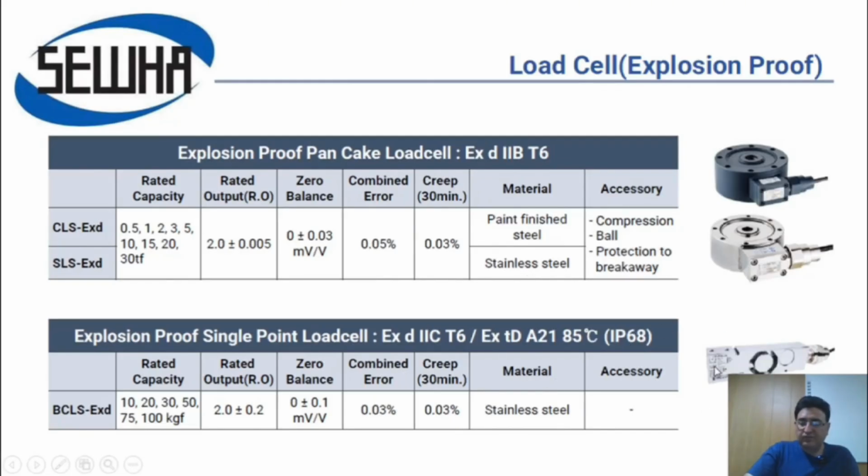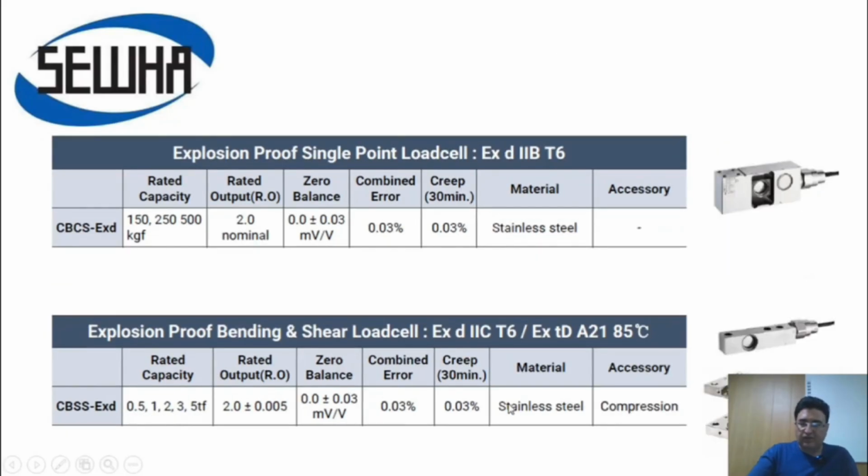The next explosion-proof load cell we can use is among the single-point load cells, which we can introduce with the BCLS code, and they have capacities ranging from 10 kilograms to 100 kilograms. Their combined error is 0.03%, and their body is made of stainless steel. The next load cell is also among the single-point load cells. It's the CBCS model, and the appearance of the load cell is like this. Its body is made of stainless steel. It has a capacity from 150 kilograms up to 500 kilograms, and its combined error is 0.03%.